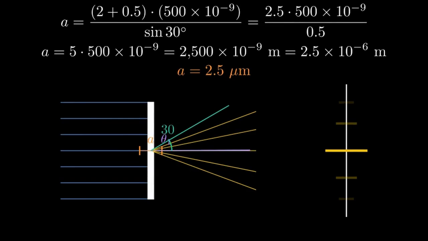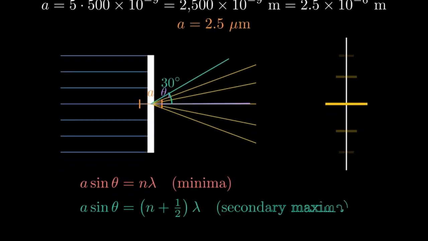To summarize, dark spots satisfy a times sine theta equals n lambda. Secondary bright spots satisfy a times sine theta equals n plus 1/2 times lambda. Carefully identify the order n, plug in values, and solve for the requested quantity. Visualizing the geometry with a reference ray makes the angles more intuitive.